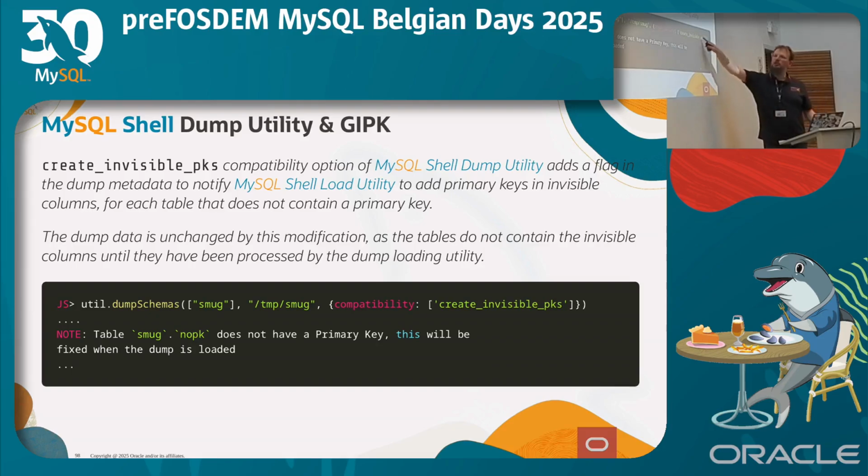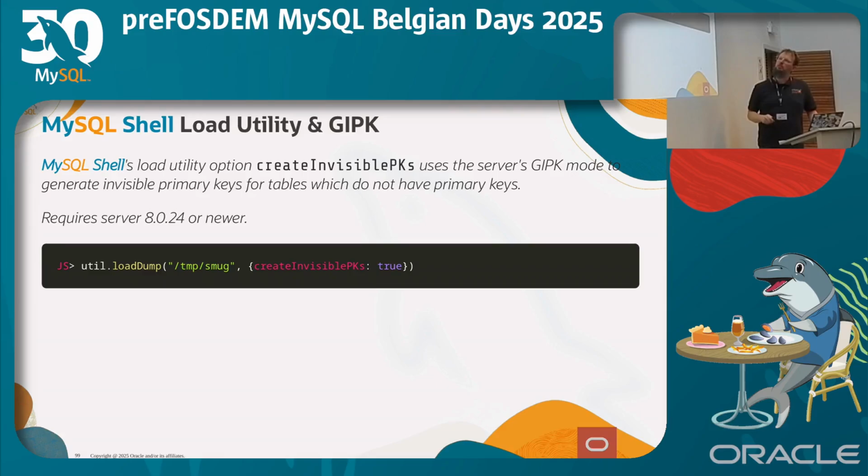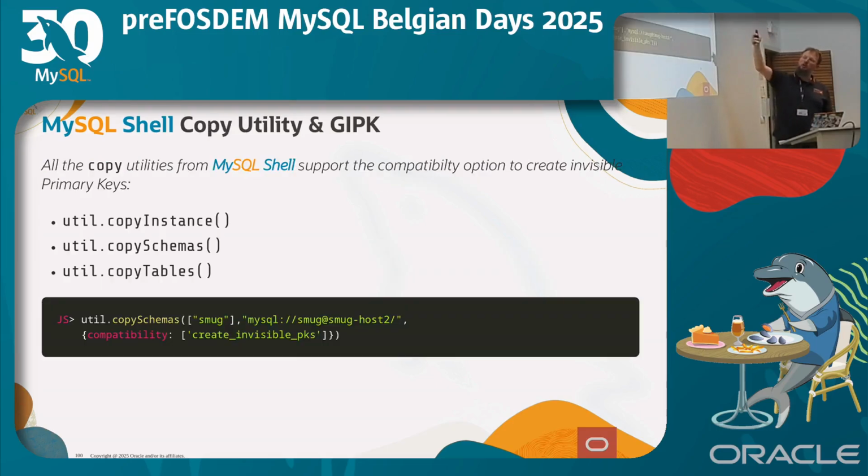Yeah, we have some compatibility checks to see if there is this issue and to force the creation of the primary key. Or at load, you can say create the invisible primary key, and all that works for copy instances, copy schema, and copy tables too. Now, I don't know if you know, but with MySQL Shell, usually you dump the data to disk and then load it, but now you can copy from one instance to another instance bypassing the disk space. Which is very good.